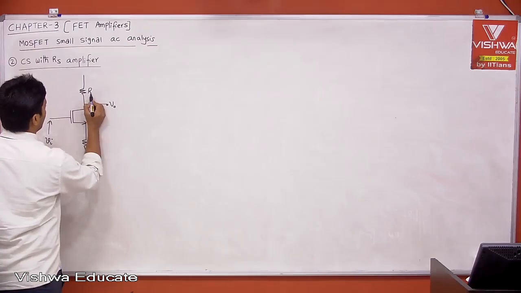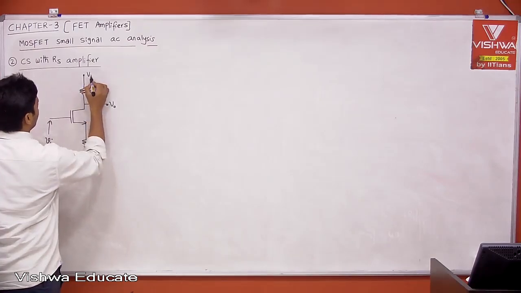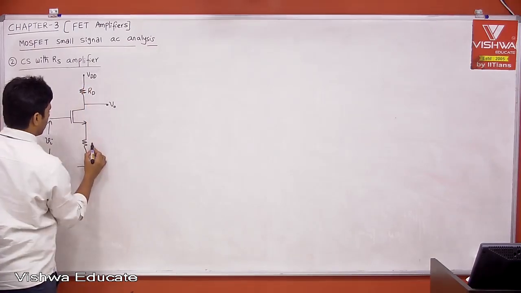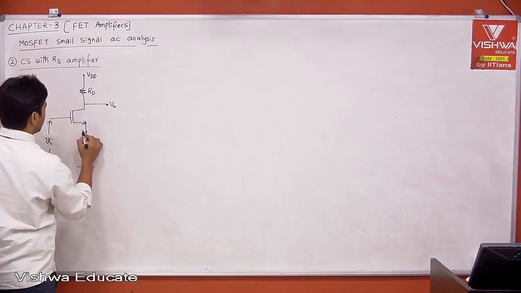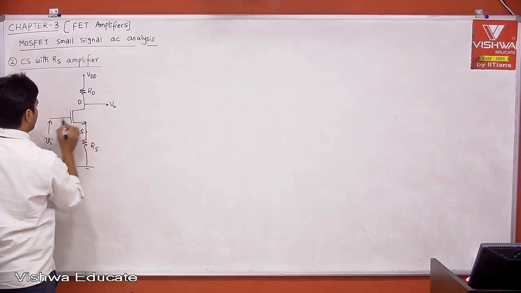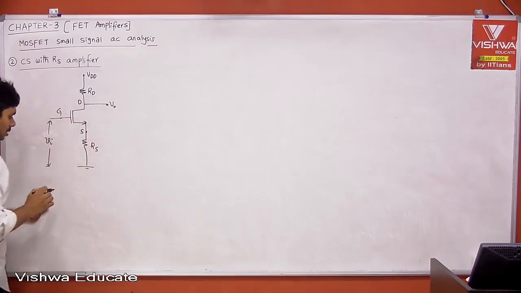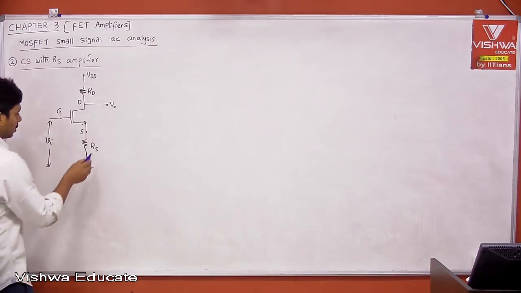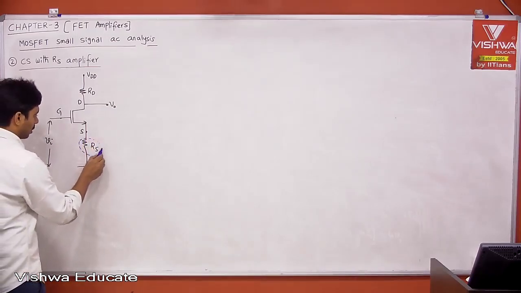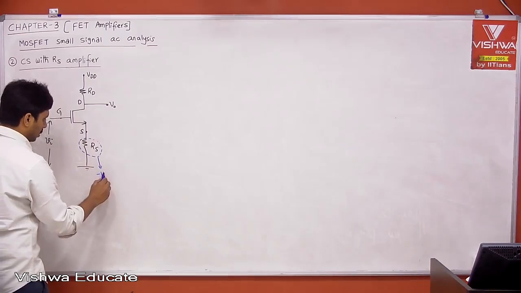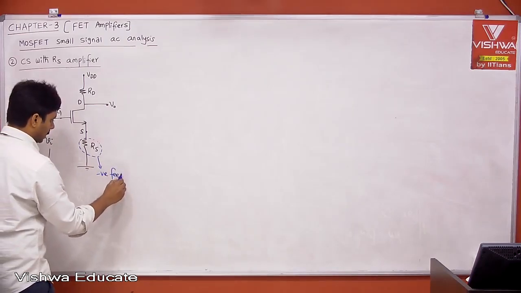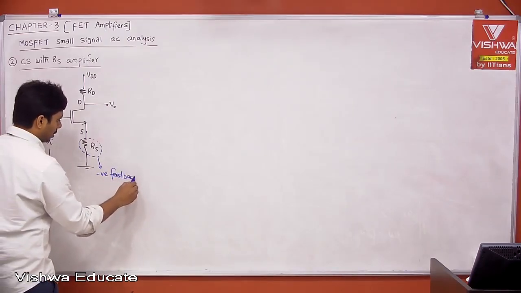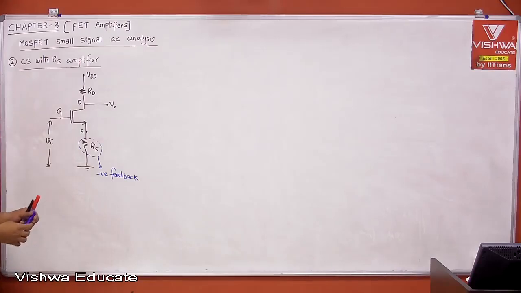V naught, this is RD, VDD, RS, this is source, drain, gate. Therefore, this is the negative feedback resistor. What is this in the case of BJT?